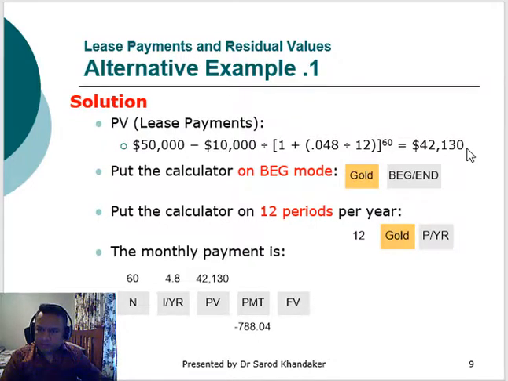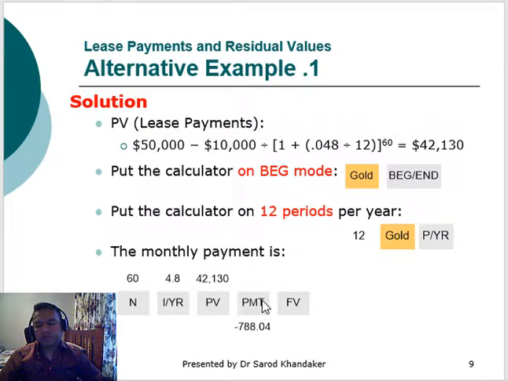When the calculator mode is set, then you put in the calculator that 12th period, or you just put it like this way. It's monthly compounding for 12 years, so 12th month. Then n is 60, because the number of periods is 60. Interest rate 4.8 should be divided by 12. Present value is 42,130. That's how we calculate it in here, which is the present value of the lease payment.